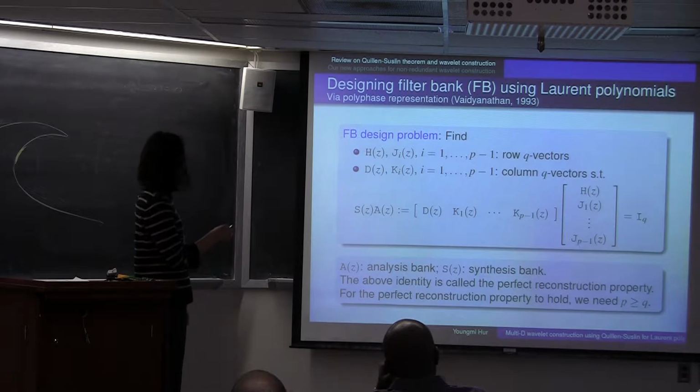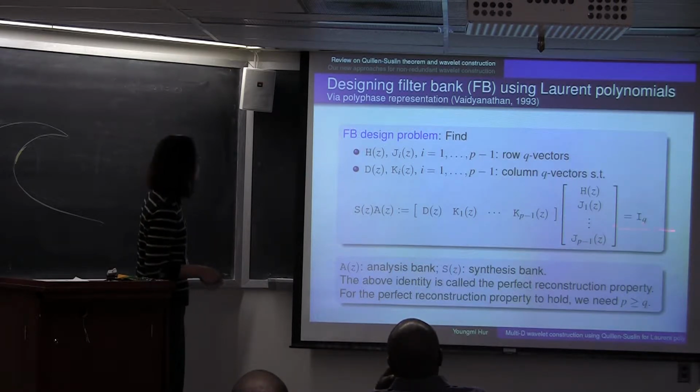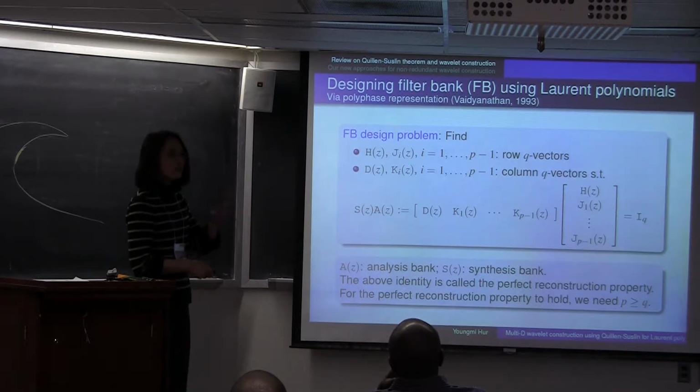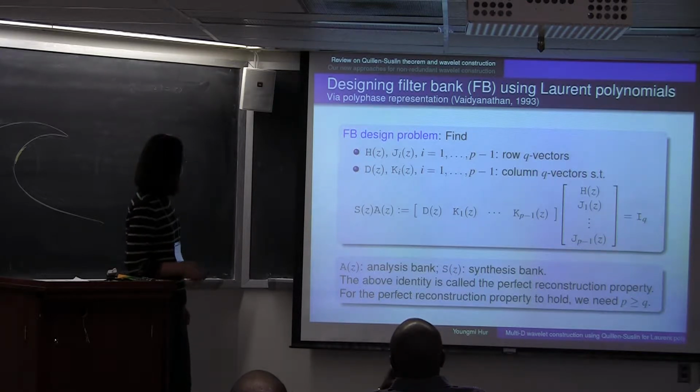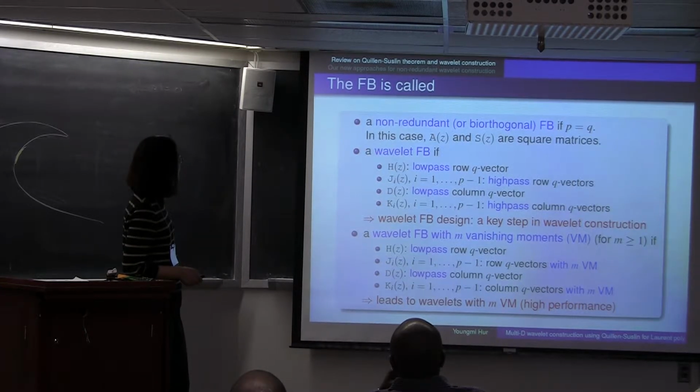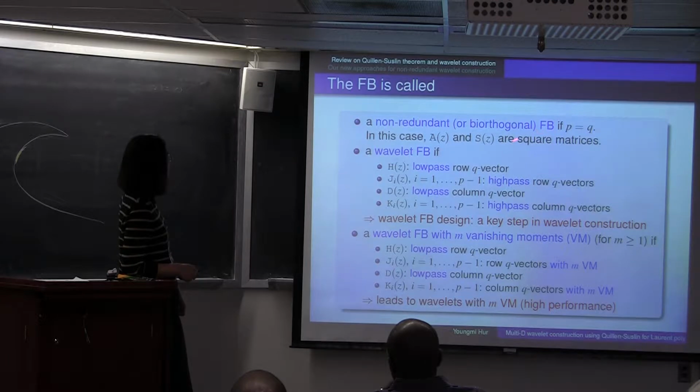And everything I say, like when equality works, it should have for R or C in the unit sphere. If P happens to be the same as Q here, then these are square matrices. So in that case, it's called a non-redundant wavelet vector bank, and oftentimes an orthogonal filter bank.